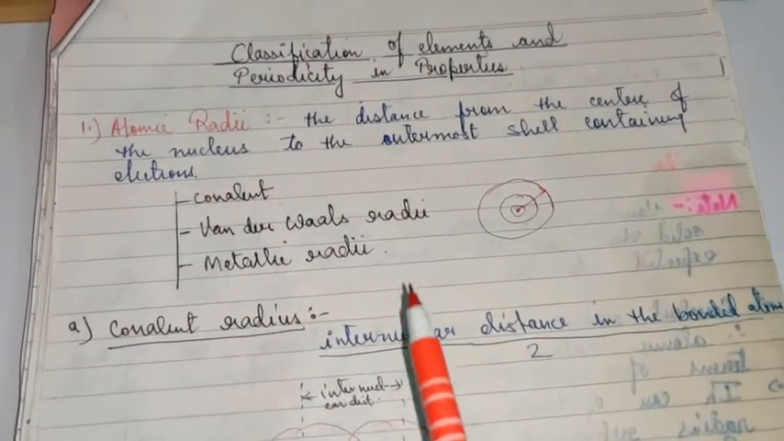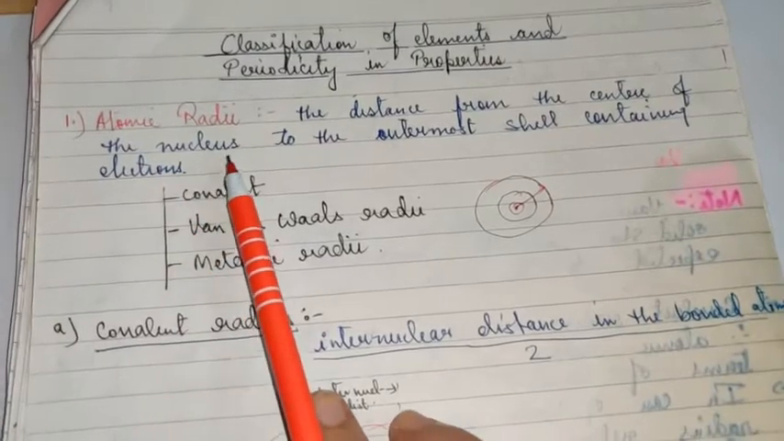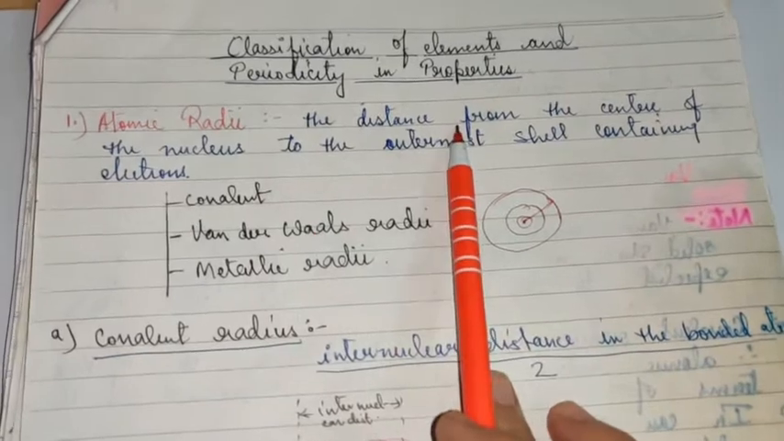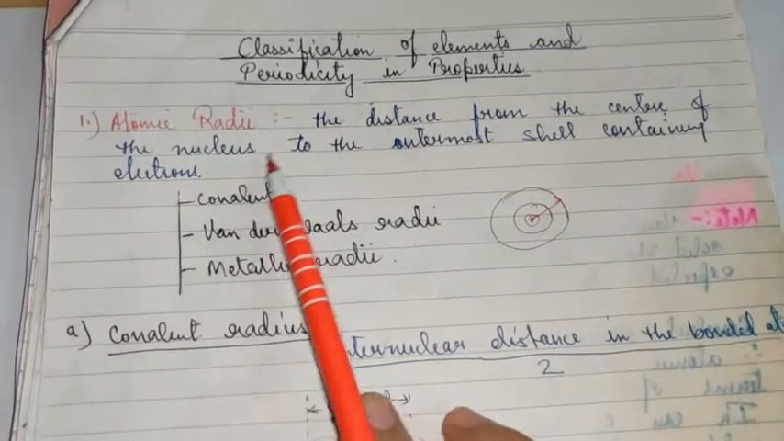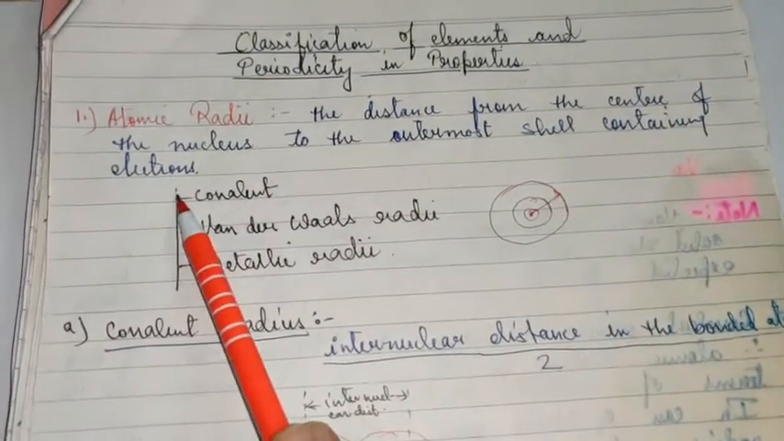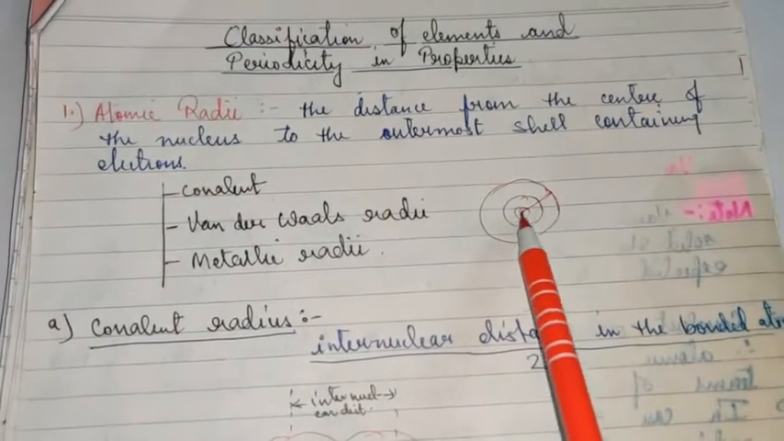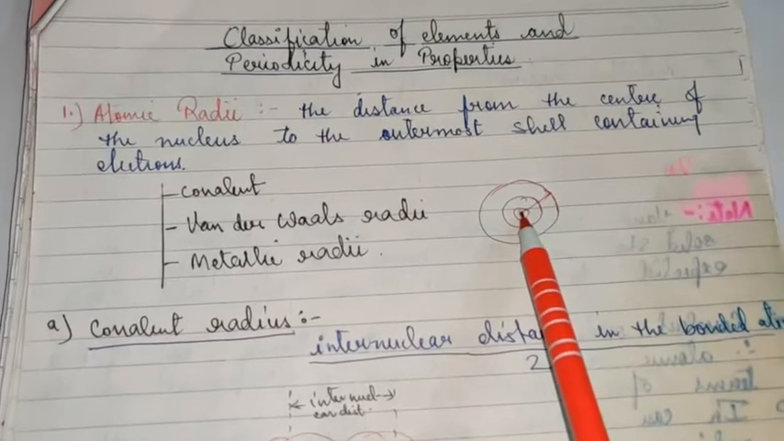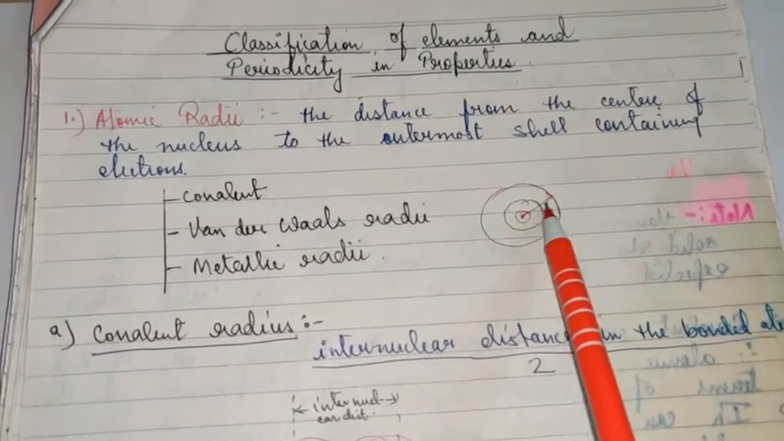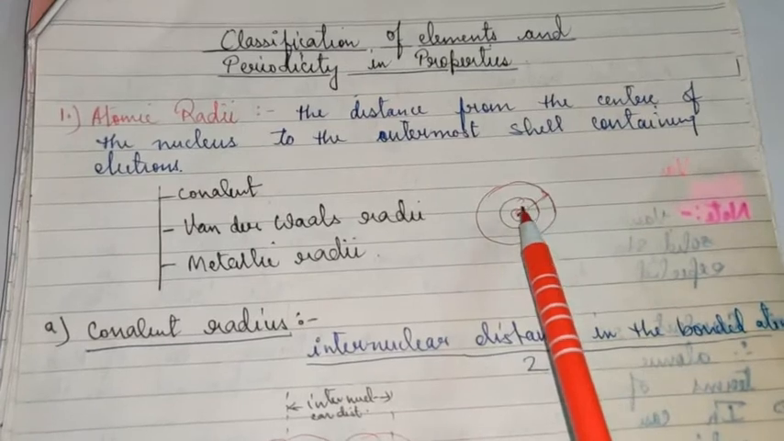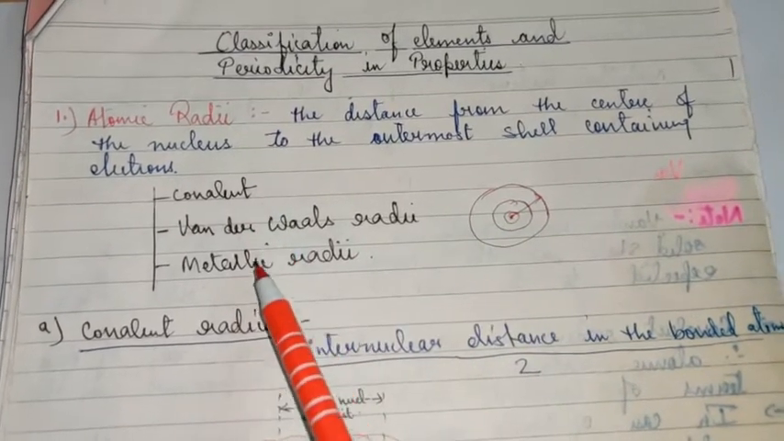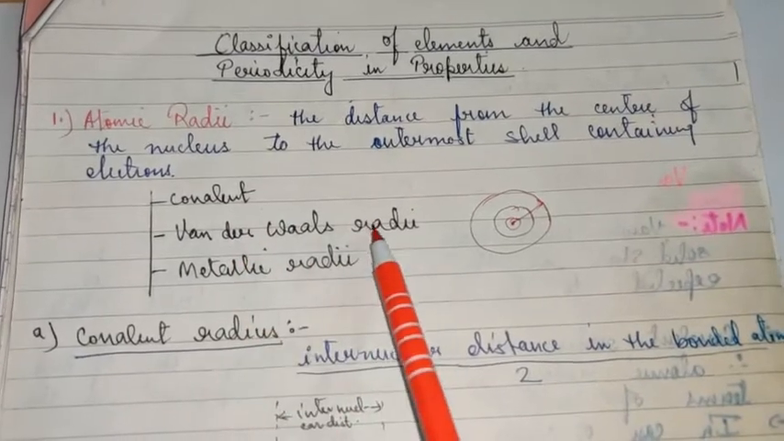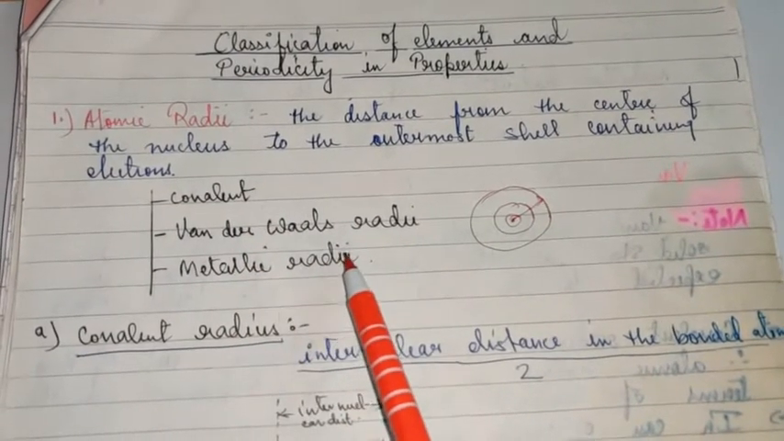in detail. So first of all, what is the meaning of atomic radii? The term atomic radii means the distance from the center of the nucleus to the outermost shell containing the electrons. As you can see here, considering this as an atom, the distance between the center of the nucleus and the valence shell, this distance is termed as atomic radii. And we have three different types of atomic radii: the covalent radii, van der Waals radii, and the metallic radii.